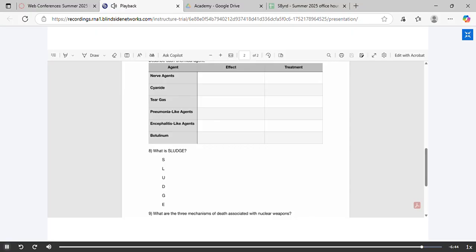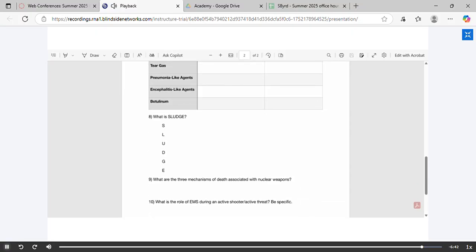We talked about SLUDGE. Just make sure you can kind of rattle that off and you understand what's going on with this. This is from your nerve agents, right? This is your salivation, lacrimation, urination, diarrhea or defecation, gastrointestinal upset, and emesis, from your organophosphate poisonings or your nerve agents.